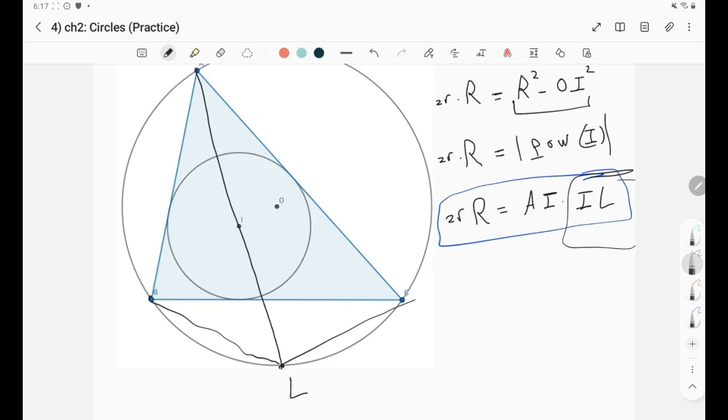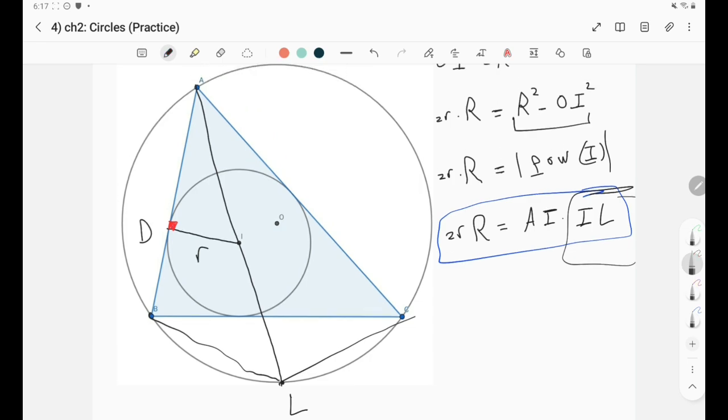So probably if I drop something like this, it's going to be better than dropping that, because now I have a nice right triangle that has r here and that has AI here. So this thing is really cool. Let's work with this point here. Let's name it something like D, for example. Okay, so now we've visualized AI and small r. IL is already visualized. We can in fact manipulate it to BL or CL.